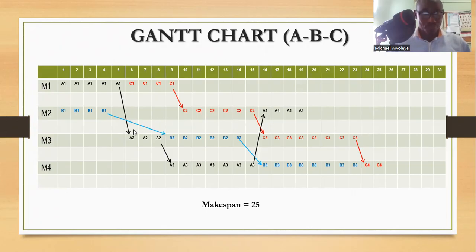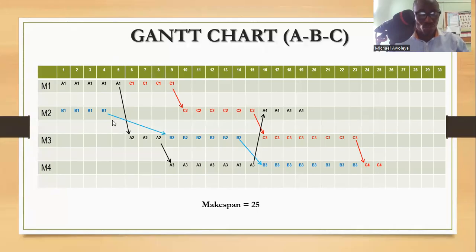Now we're going to job B. Don't forget we are using the order A to B to C. So job B1 now. Job B1 is going to be on machine 2 for how many days? For 4 days. If you look at the table, that's fine.